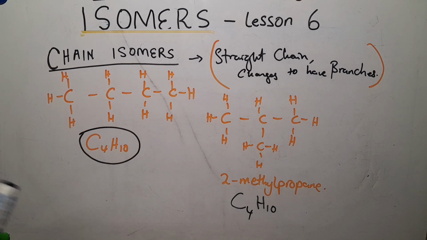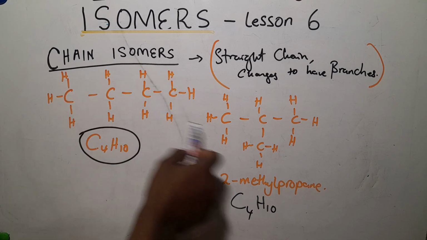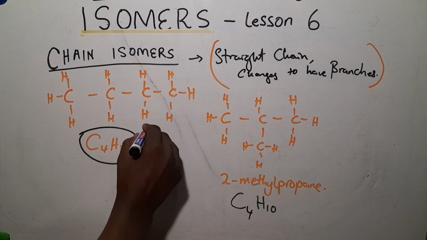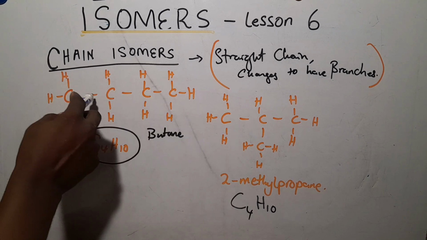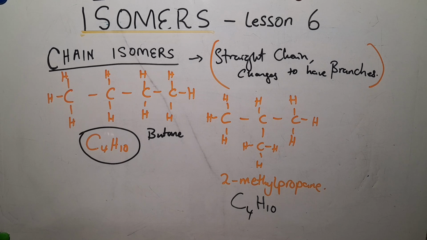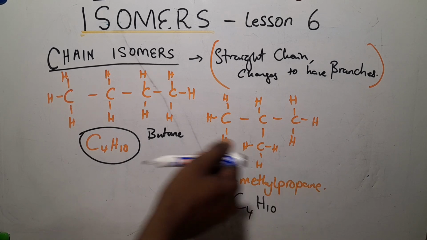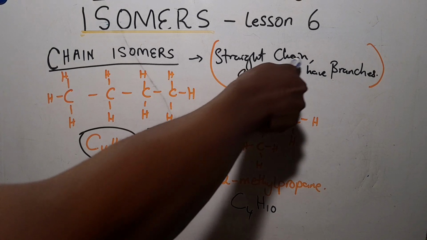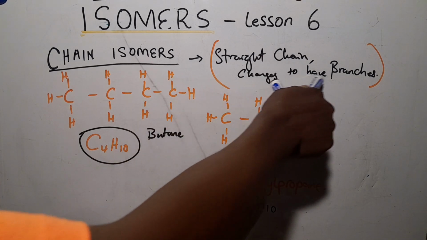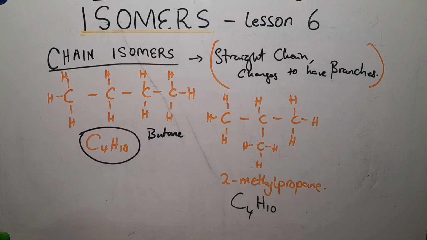So these molecules have the same molecular formula but different structural formula. This is butane, but the structure of this and the structure of this are now different. Hence, the names also become different. When that happens, we call them isomers. But because a straight chain is changed into having a branch, we call them chain isomers.